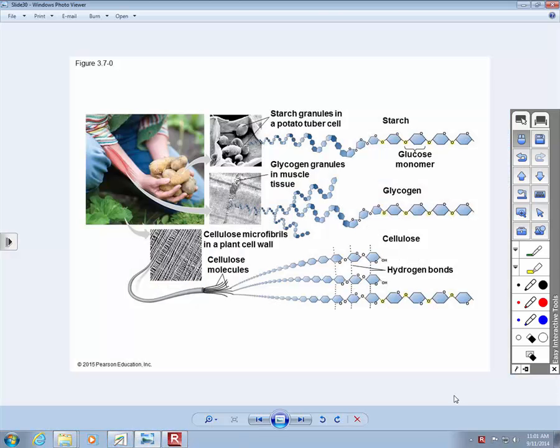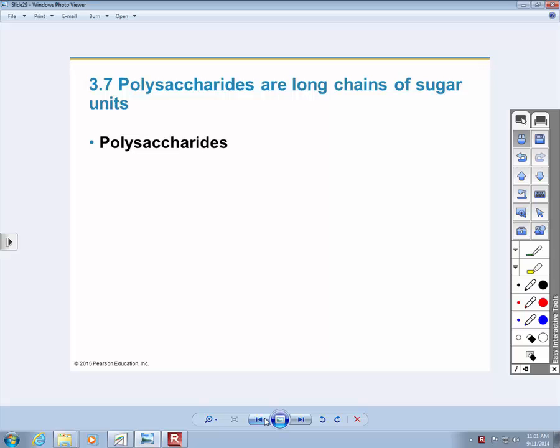Okay, so this is where we need to pick up from last lecture. We're looking at carbohydrates. Let's just back up one slide. We're working with polysaccharides. Poly is a word that means many. You'll see it many times.